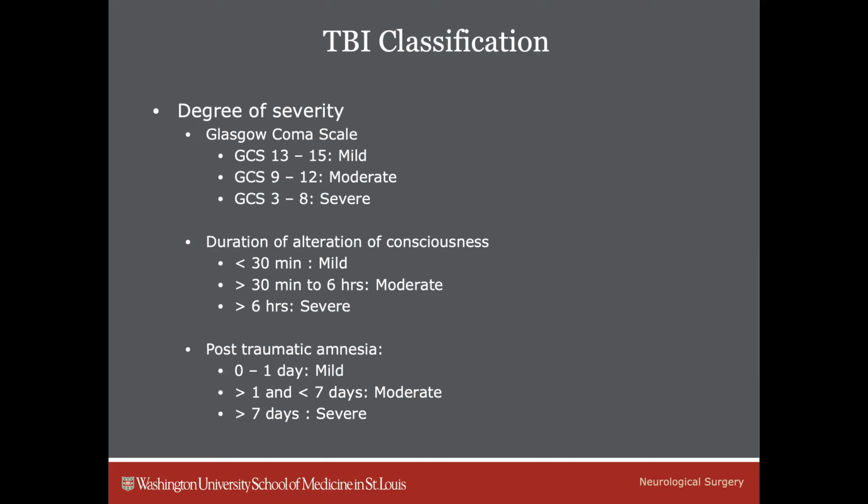Another way of classifying TBI is based on the severity of TBI. That can be subdivided into GCS, which is what we commonly use, mild being GCS of 13 to 15, moderate being GCS 9 to 12, and severe being GCS 3 to 8. In addition to that, you can classify it based on the alteration of consciousness duration, so mild meaning less than 30 minutes, moderate being 30 minutes to 6 hours, and then severe being more than 6 hours. Another way is by post-traumatic amnesia, which we typically don't use in clinical practice, but if you're amnestic for about a day or less, then it's mild. If it's less than a week, it's moderate, and if it's more than a week, it's severe.